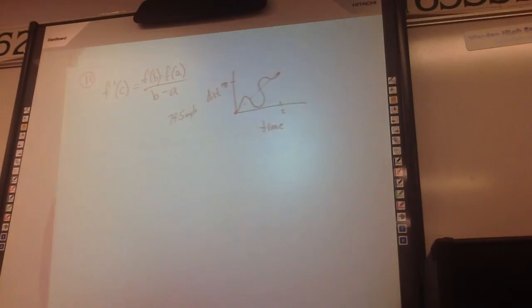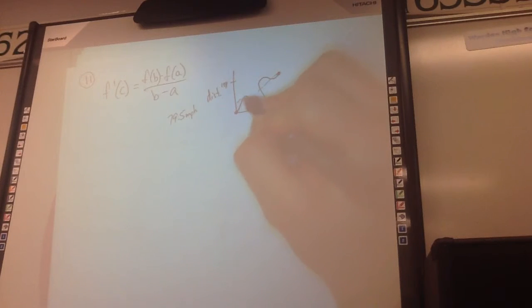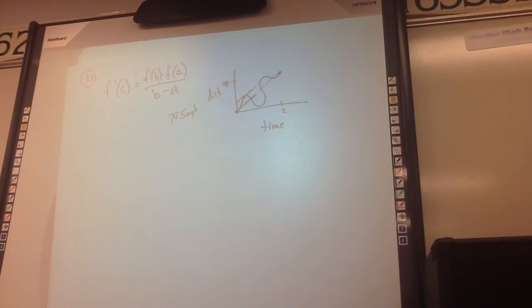The mean value theorem tells us that somewhere along here, the slope of the tangent line had to be equal to the slope of the secant line, the average speed. So if there's a curved line and a straight line, is that the average speed, right? That's what we did in the beginning of the year.